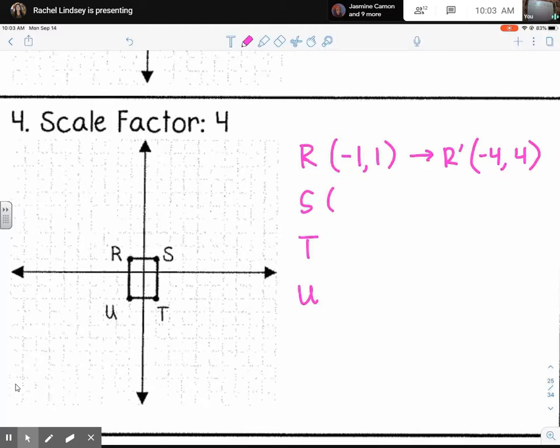Where does S start at? At 1, 1. So where's S prime? 4, 4. We're just multiplying those ones by 4.